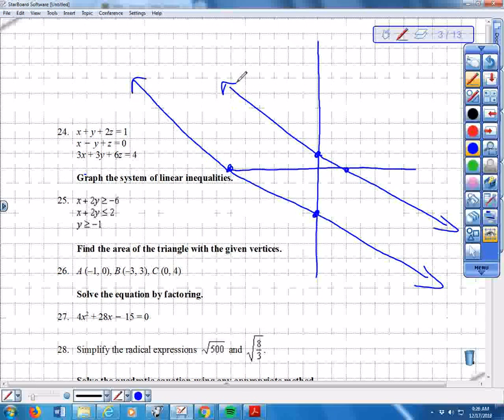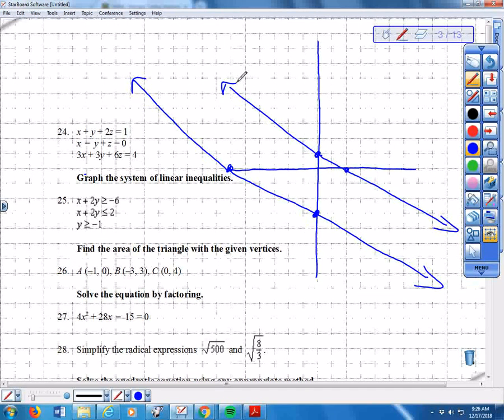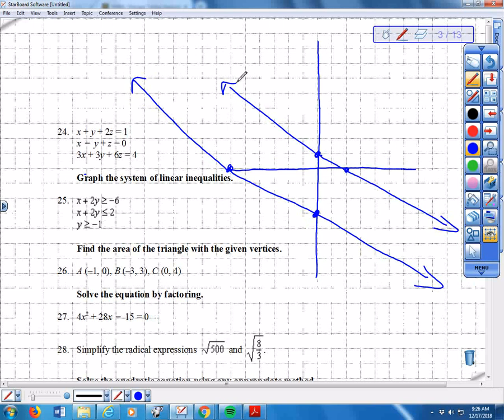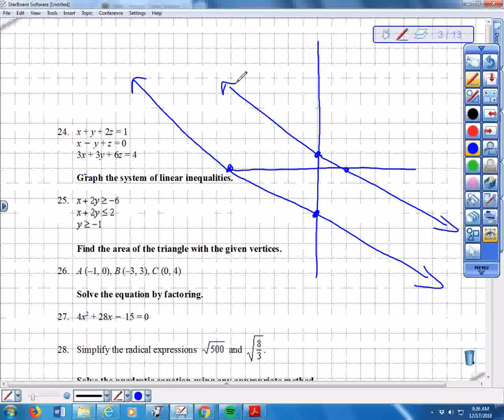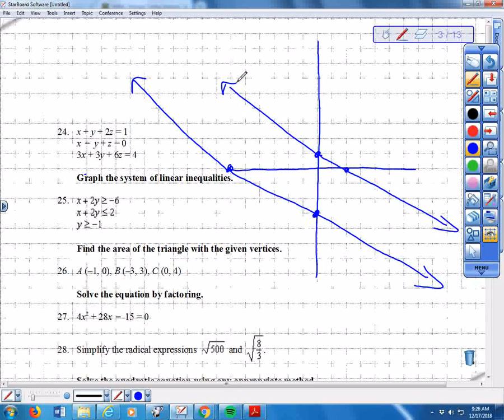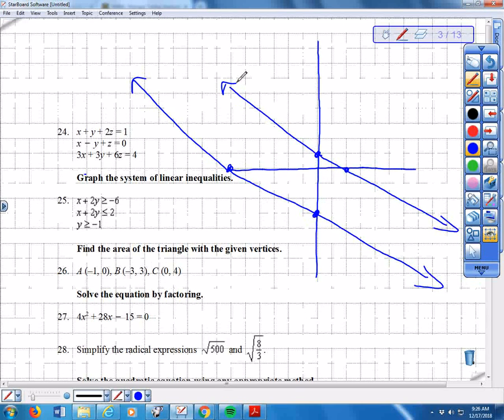Do they have the same slope, these two? They do. So they are parallel. That's kind of what it looked like. And then I have y is negative 1.